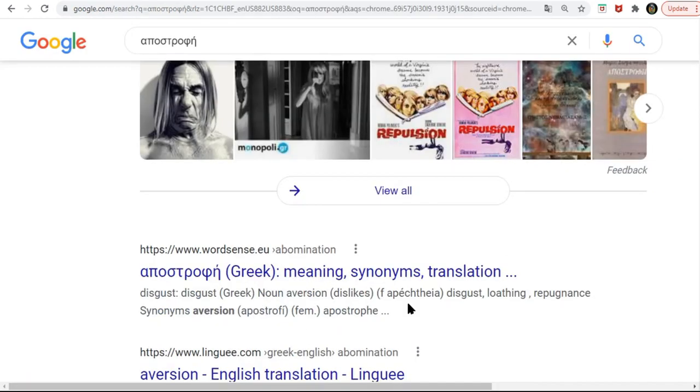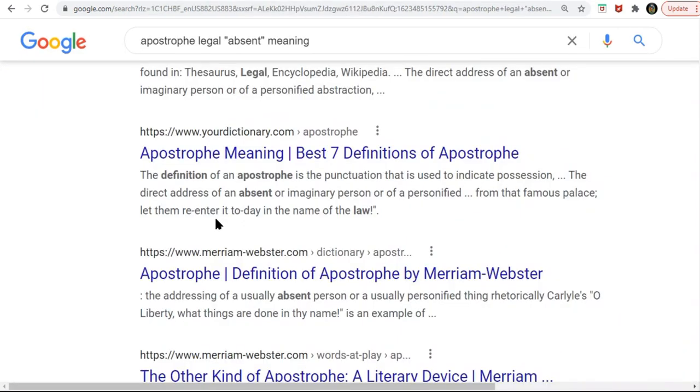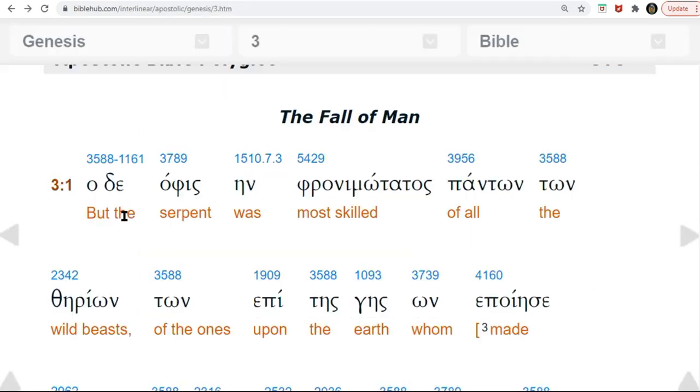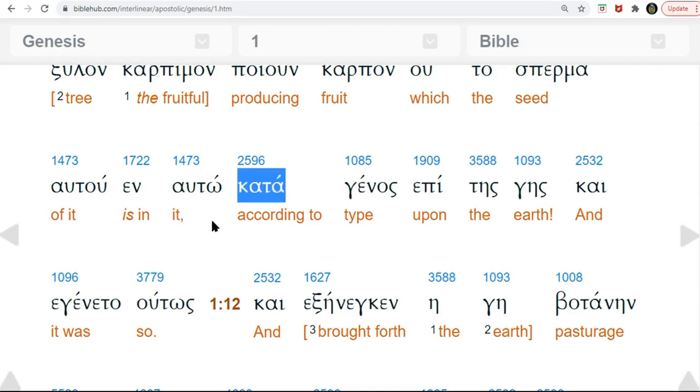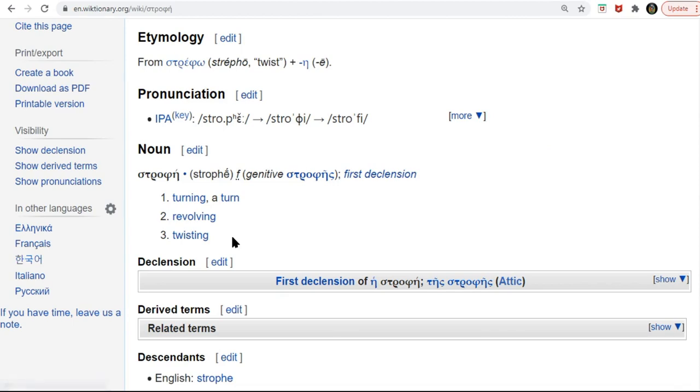So in the Greek translation, disgust or loathing, repugnance, this is the picture of apostrophe. But apostrophe is also a legal term for somebody being prosecuted in their absence. That's what it means: absence, absent letters, absent person. So in an ode, it starts with a catastrophe, according to the strophe, according to the turning. And then you have an apostrophe, to away the turning. You have a twist in the story there.